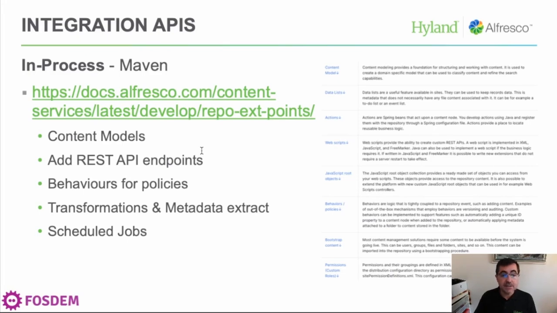If we move to the in-process, to the Maven SDK that is relying on Java, you can just create a new content model. You can add some new REST API endpoints. You can also create some behaviors for some policies in the repository. So you can just create new behaviors for that and add new code to the standard Alfresco lifecycle for the nodes. You can create some transformations and extract some metadata, and even you can create some scheduled jobs. So you have a wide variety of operations that you can extend on the Alfresco repository by using this kind of integration.